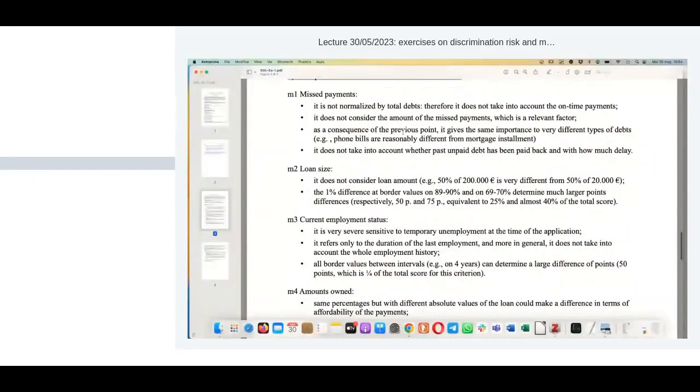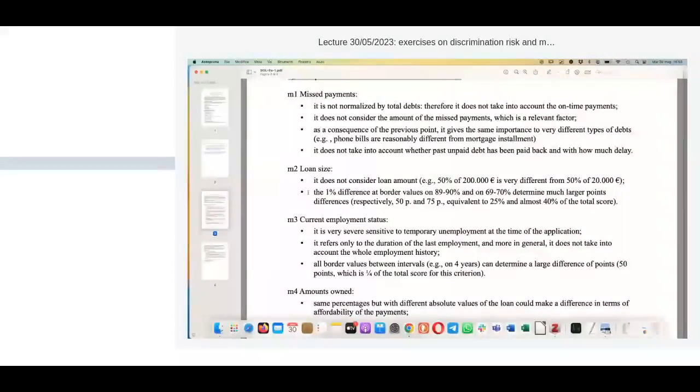Okay. Then, loan size. As I told some of you, the matrix is in percentages. It does not take into account how much you are asking. So if you are penalized because you ask 90% of 10,000 euros or 50,000 euros or dollars, it is very different from 90% of $1 million.